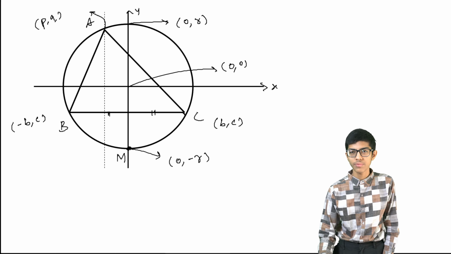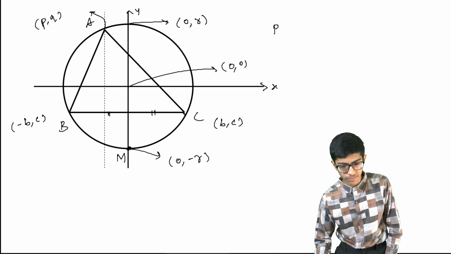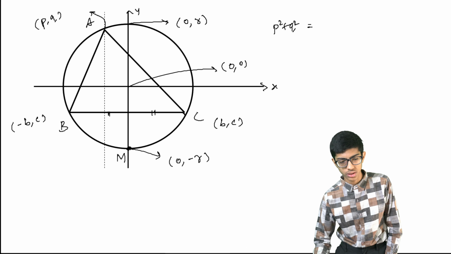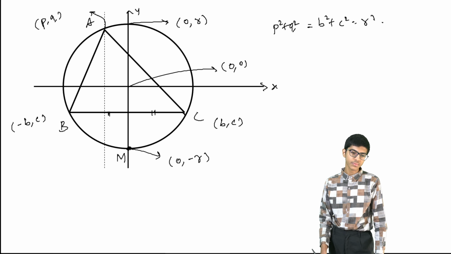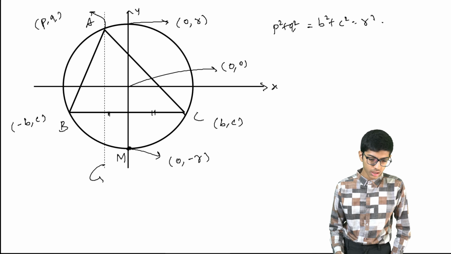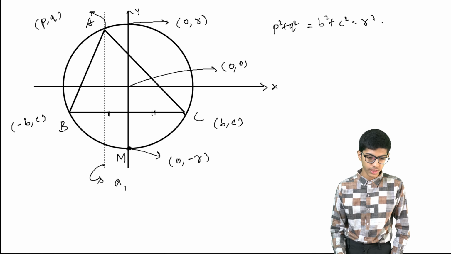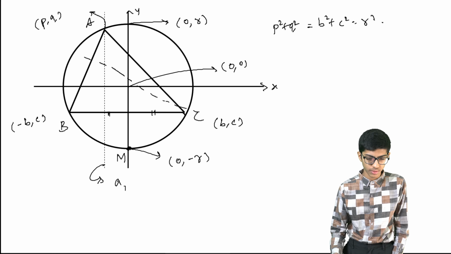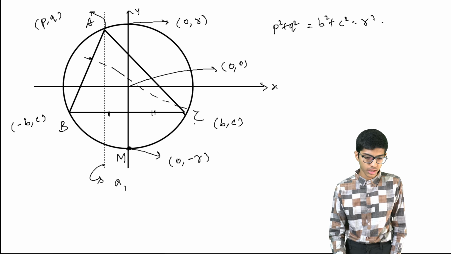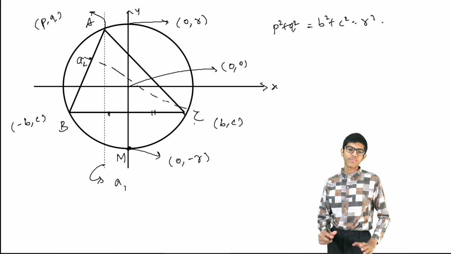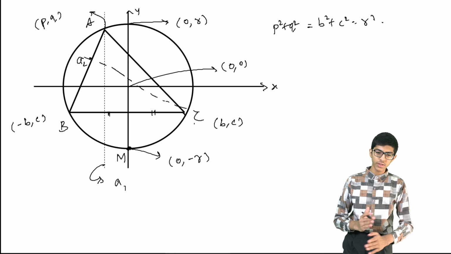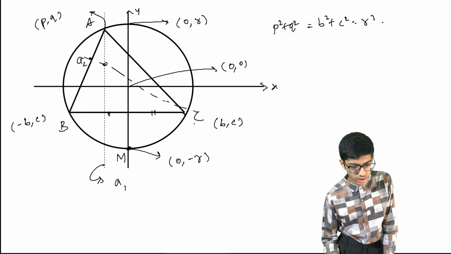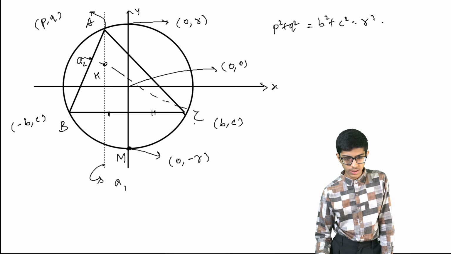Since A, B and C all lie on a circle, we have p squared plus q squared equals b squared plus c squared equals r squared. Now here we have an altitude, let's say A1, and we form a second altitude perpendicular to the line AB and joining C, and we name this as A2. So A1 and A2 meet at the orthocenter H here.